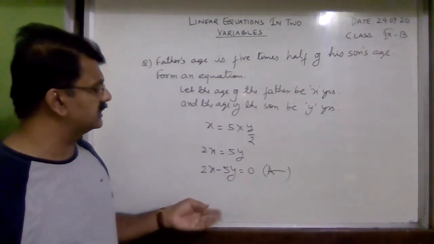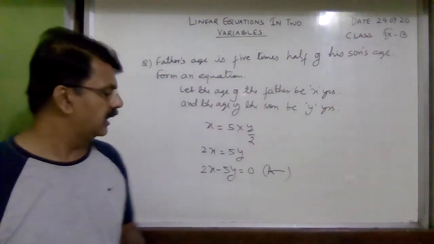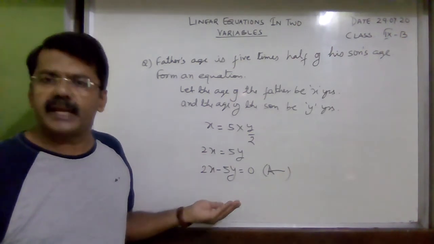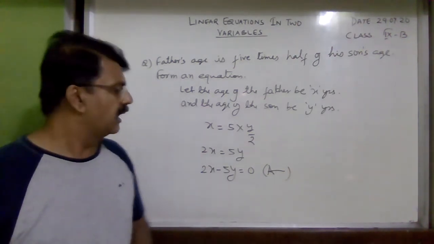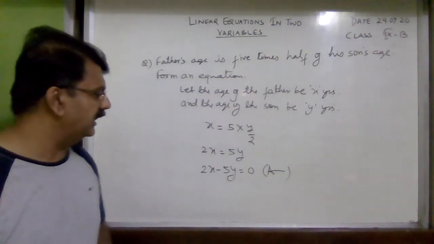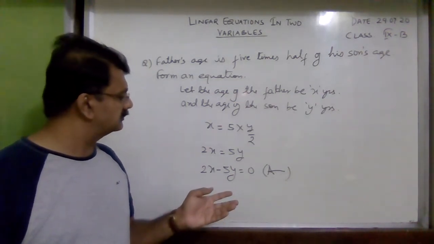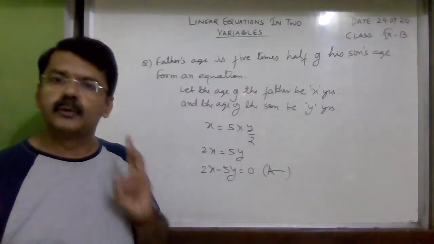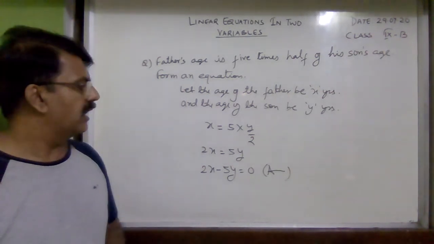Here, every time we are forming an equation, but we cannot get any unique value of x and y. You can put any value of y and get a corresponding value of x, but you cannot get any unique value of x and y. For that, you have to have 2 equations so that we can solve them and get the values of x and y.